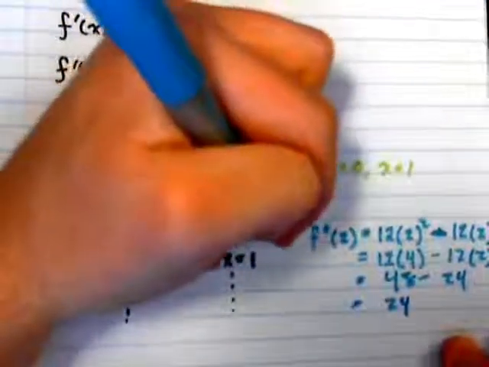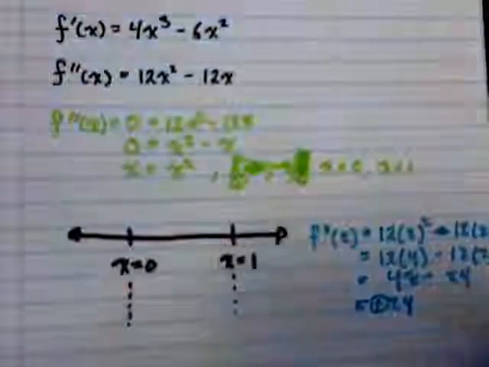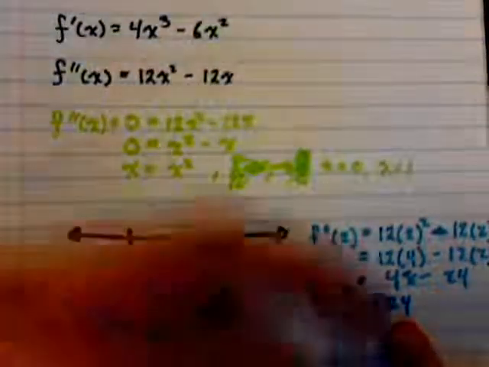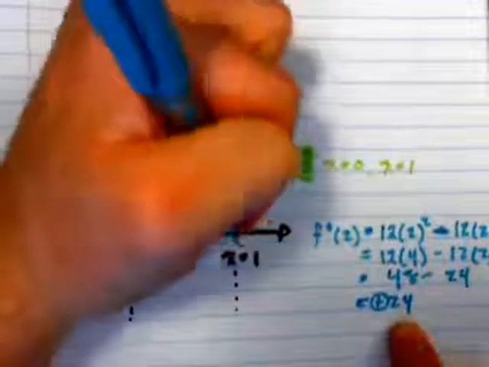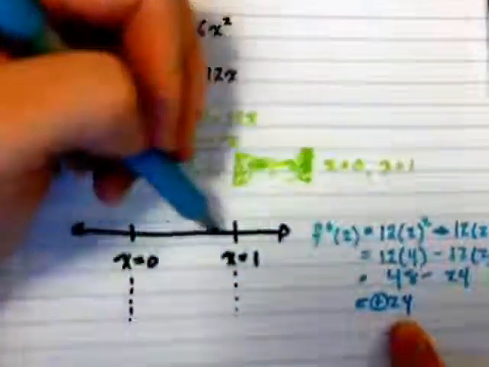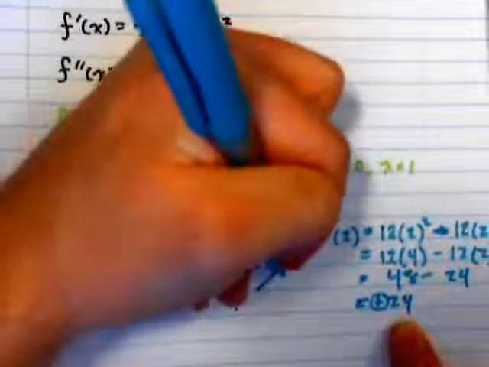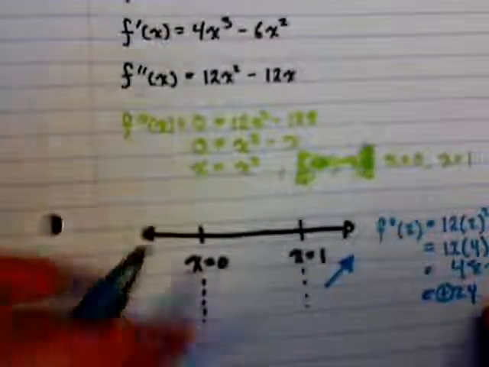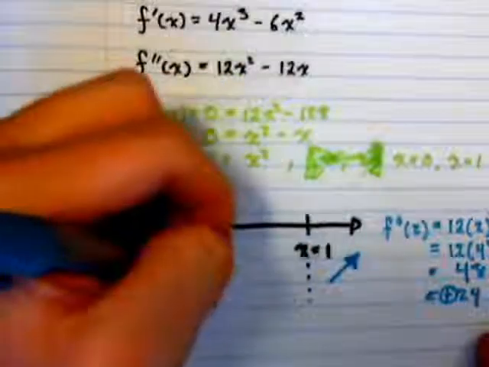But the thing you really care about is that this is positive. You care less about the specific value. You care that on this side of x equals 1, anything greater than x equals 1, f double prime is going to be positive, so that's going to be going up. And then you can do the same thing for between x equals 0 and x equals 1.